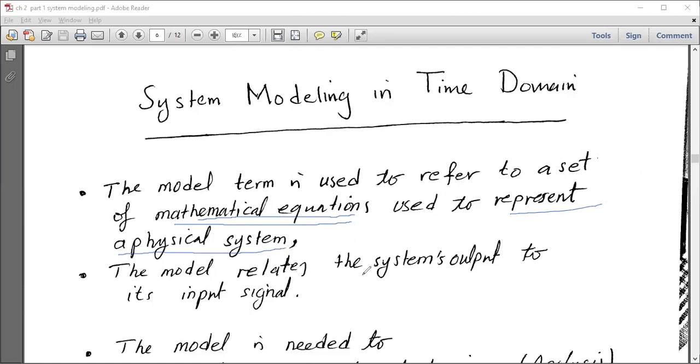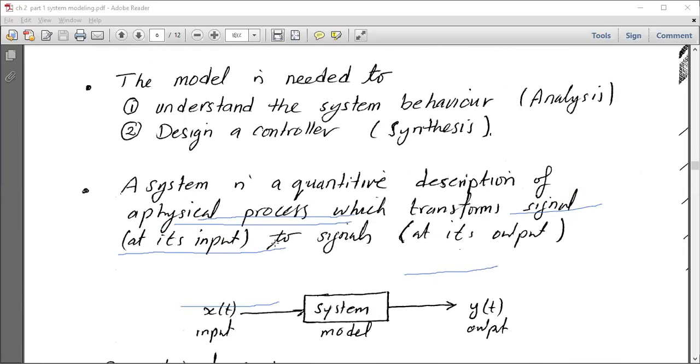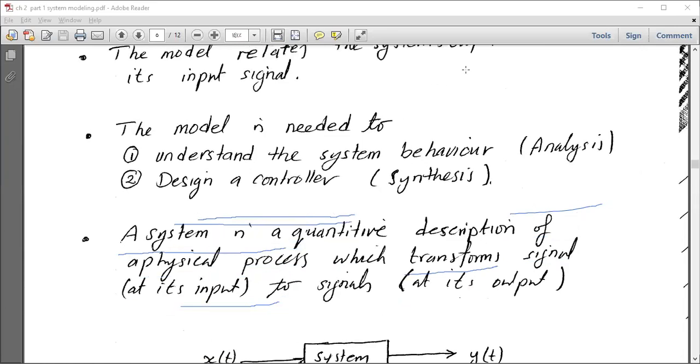The model, we said, relates the system output to the system input. This is the model. Okay, now the model is needed. Why do we need the mathematical model? We ask ourselves, why do we need a mathematical model?